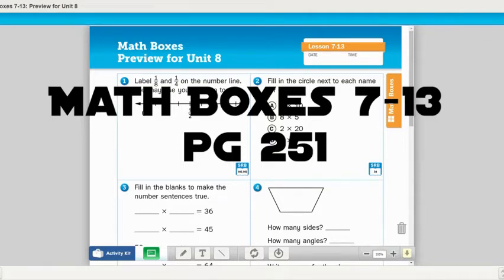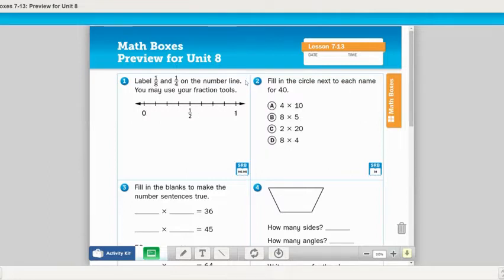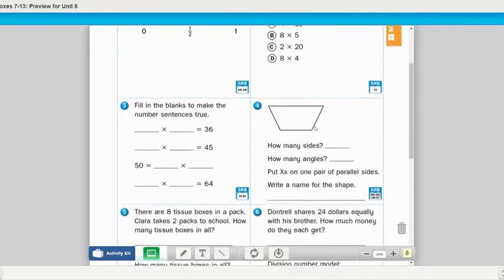Here we are. We have our math boxes preview for Unit 8. There are 6 questions on this. So number 1 is you have to put 1/8 and 1/4 on the number line. You may use your fraction tools. Count up how many there are, see what you know, see if you can get 1/8 and 1/4 on this number line. Number 2, fill in the circle next to each name for 40. Not all of them are 40, some of them may not be, or maybe all of them are. Your job is to figure that out.